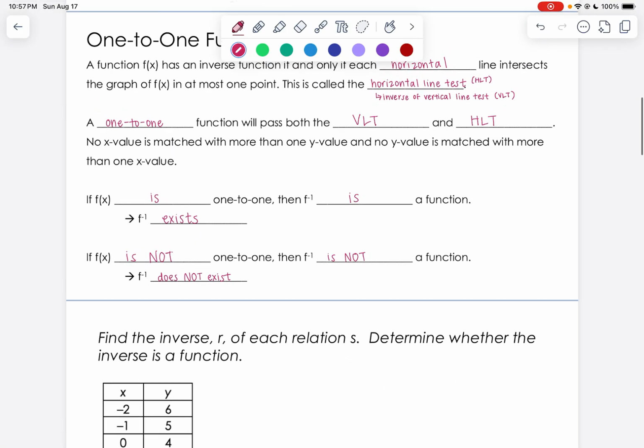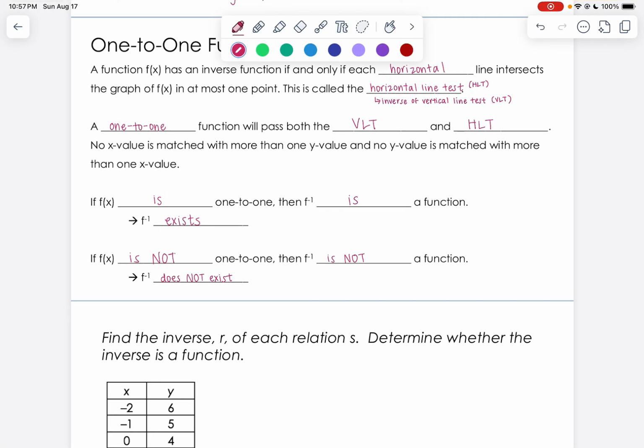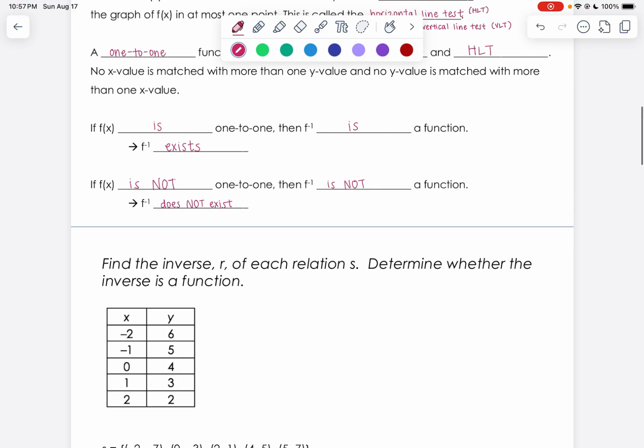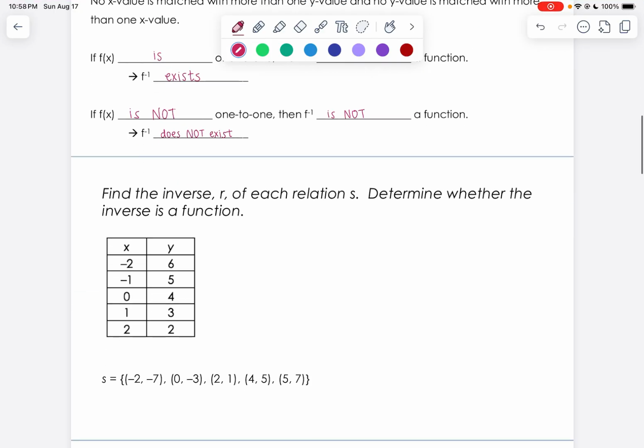Now, you might be going through and reading all of this vocabulary and you're thinking, Miss Bauer, I don't even know what this means. And that's okay, because we're about to get into some examples where we're going to go over this and it's going to start to make some sense.